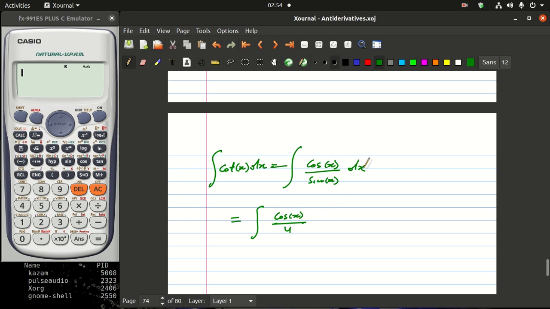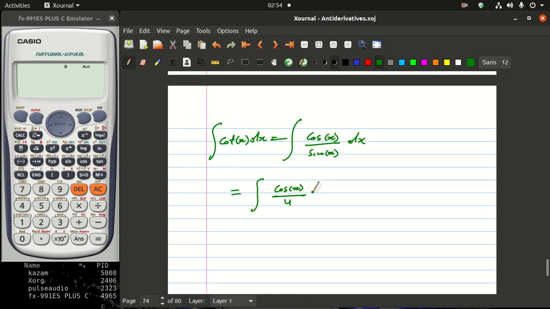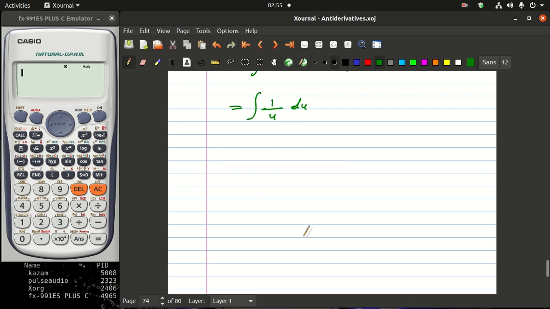And then what is our dx? Our dx is actually du divided by cosine x. And this cosine and that cosine, they cancel out. And now you have the indefinite integral of 1 over u du. And now what is the antiderivative of 1 over u or 1 over x? We know that is supposed to be the natural log of whatever is the u that is there, plus the constant of integration.